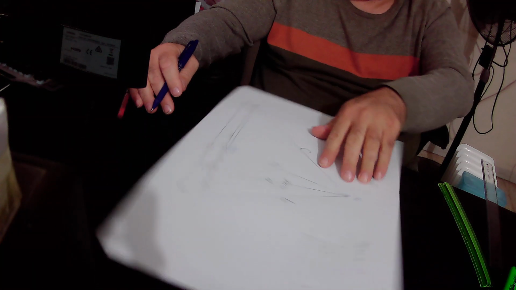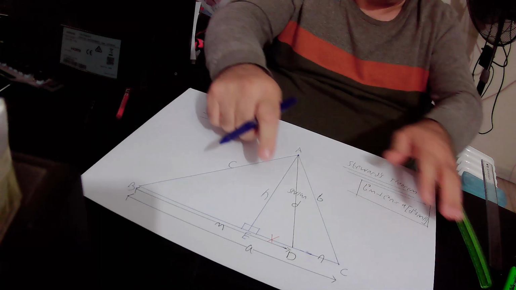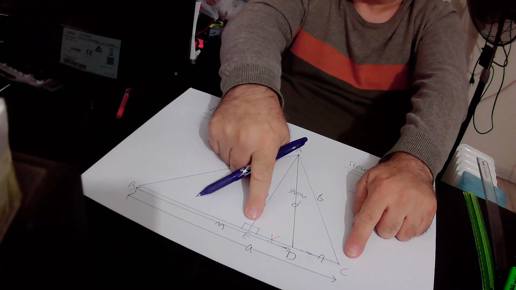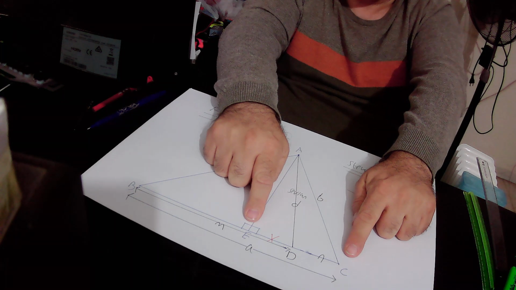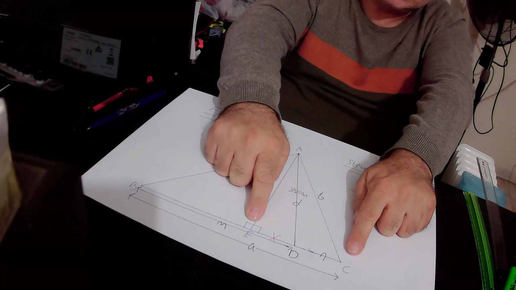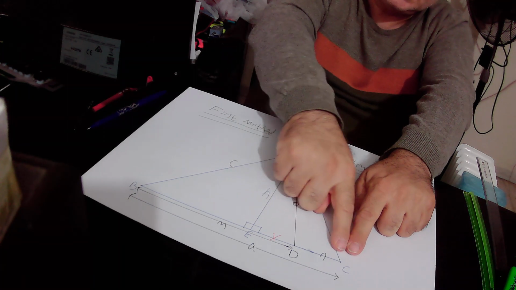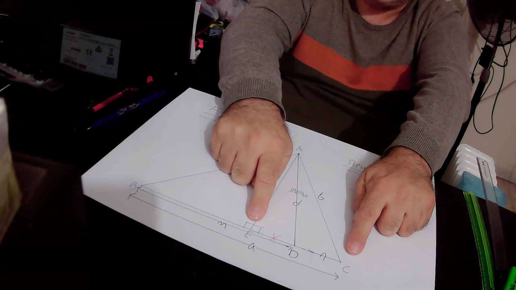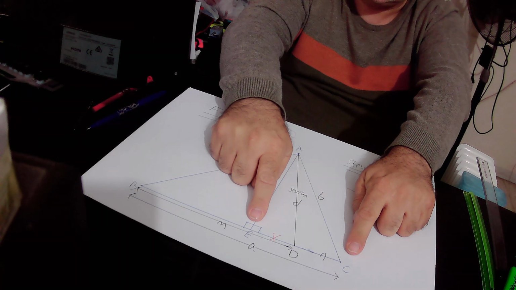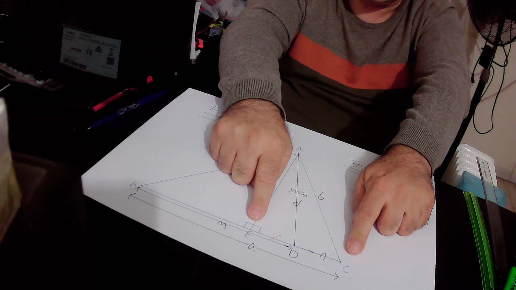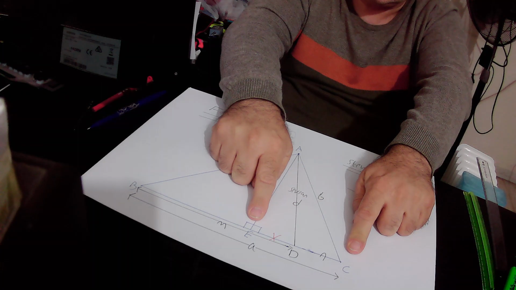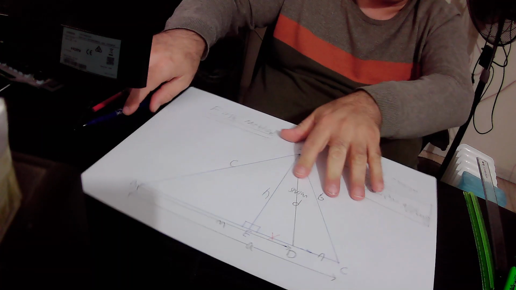What is the length of this line segment EC? From the drawing it is very easy to see that line segment EC equals ED plus DC. So EC equals ED, that is X, plus DC, that is N. So in conclusion, EC equals X plus N units in its length.